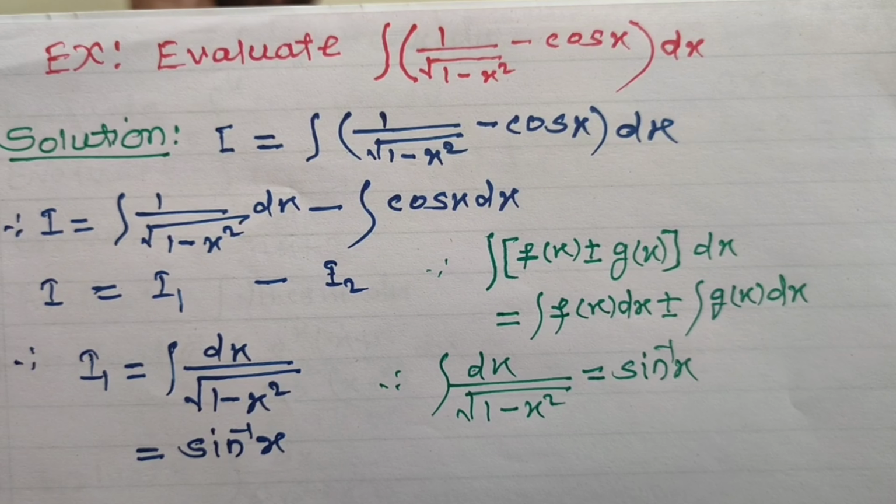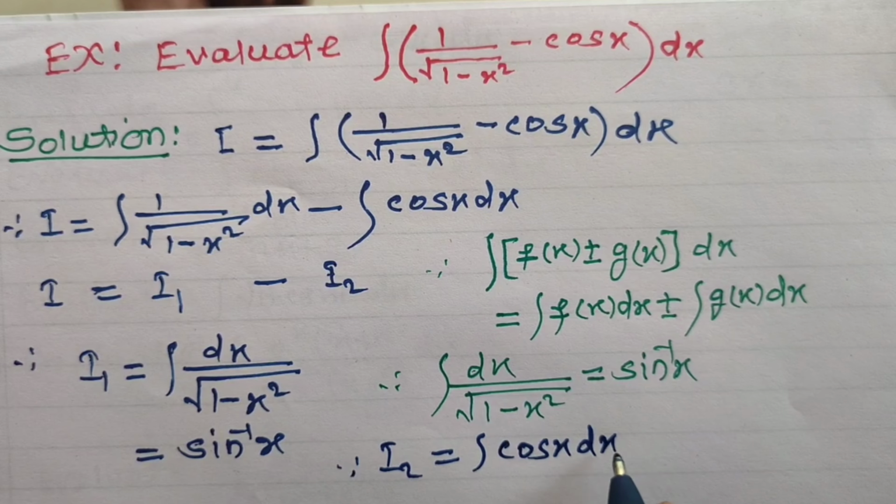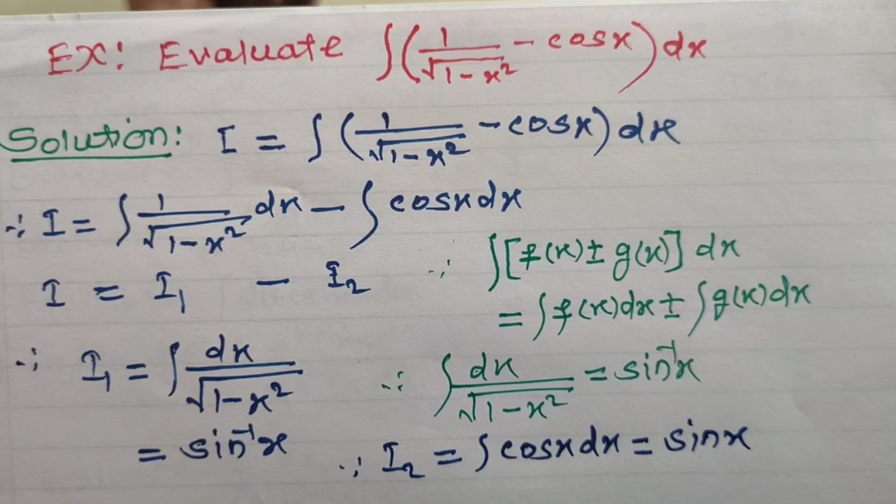Now I2 is equal to the integral of cos x with respect to x. This is also a standard formula. The integral of cos x is sin x because the derivative of sin x is cos x.